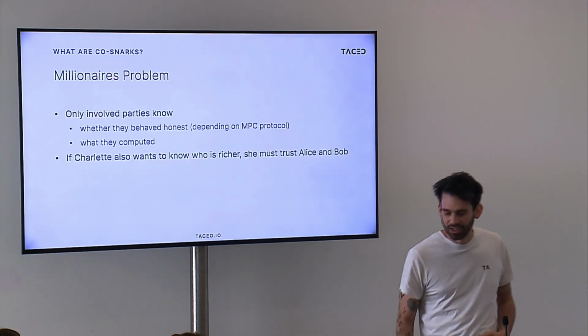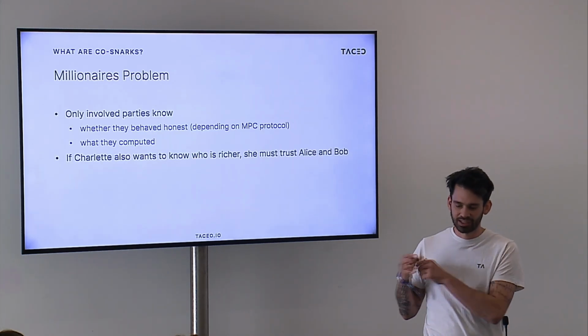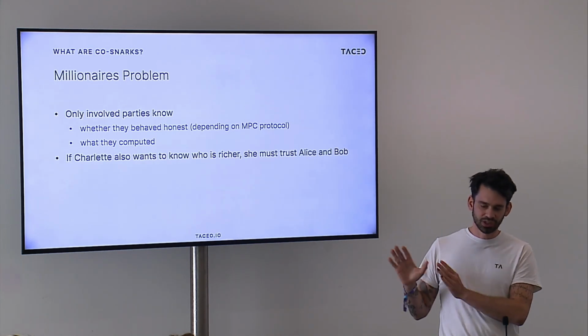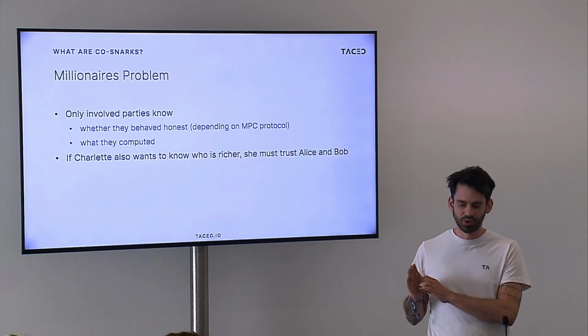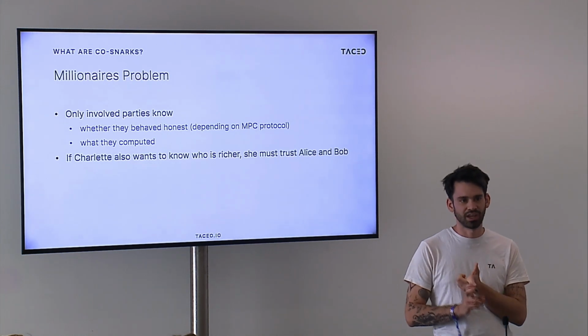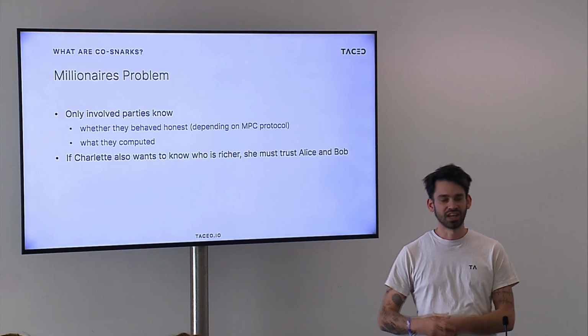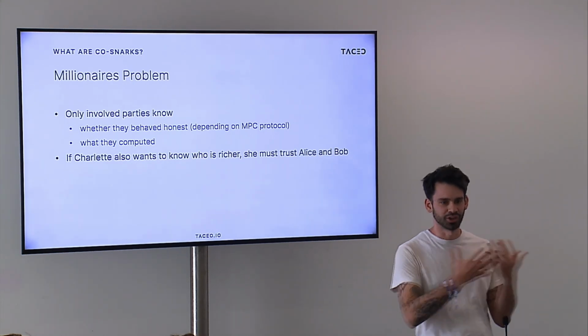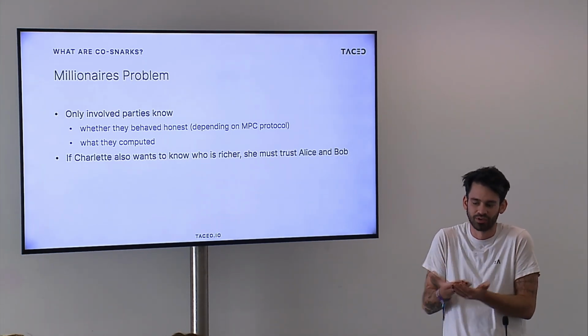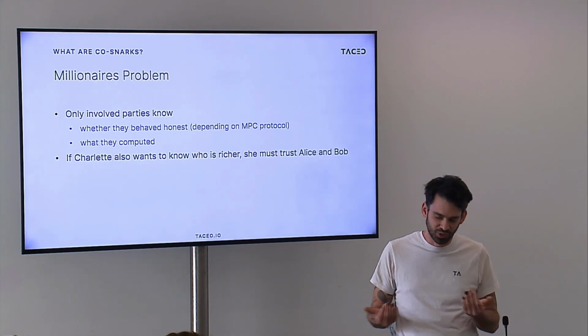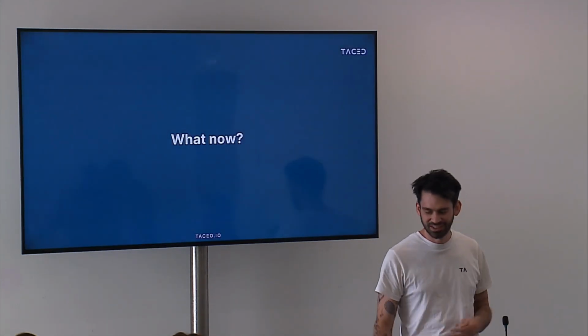So I'm leaving a little bit of stuff out here. It's really condensed, but usually only the parties involved know what they computed and whether they behaved honestly. So if Charlotte also wants to know if Alice is richer, she has to trust Alice and Bob or the computing network. So she can't just verify that. So yeah, what can we do now?